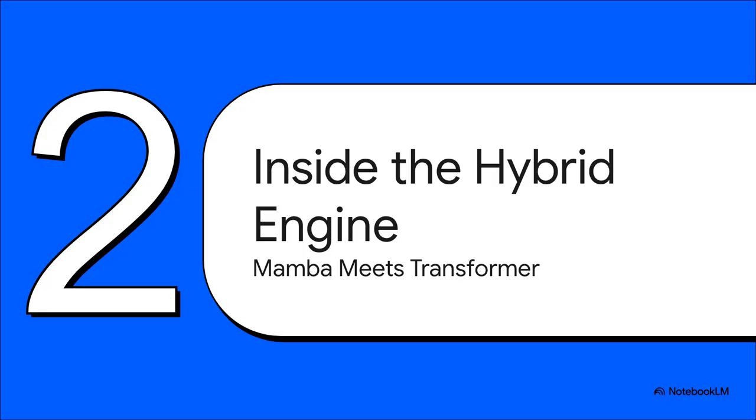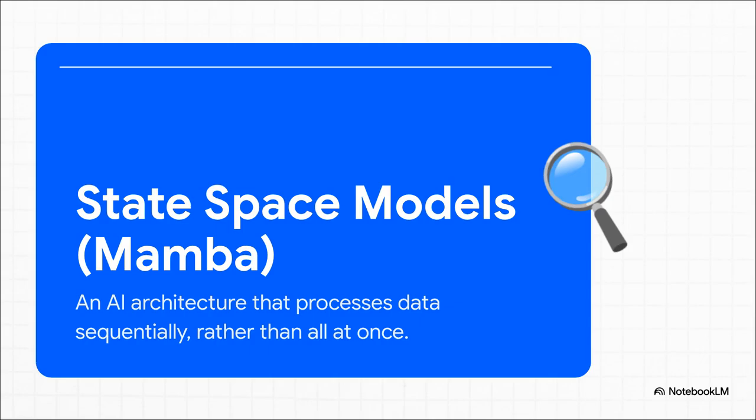So, how in the world did IBM actually pull this off? How do you solve that quadratic nightmare? Well, let's get under the hood, because this is where things get really interesting. It's all about a clever mix of two different AI architectures. The secret ingredient here is something called Mamba. It's a type of state space model.